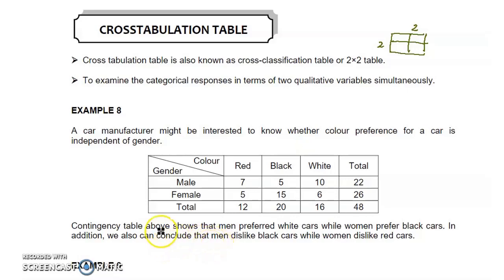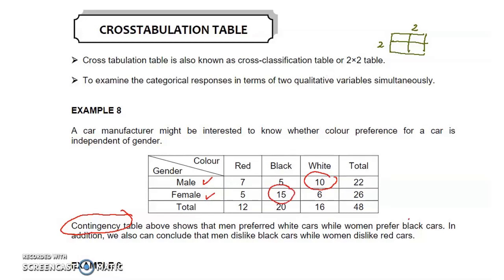If you look at example 8, we have data about a car manufacturer that might be interested to know whether color preference for a car is independent of gender. This contingency table, the other name we can call it, shows that men prefer white cars while women prefer black cars. Looking at male, the highest is for white, but for female, the highest is black.